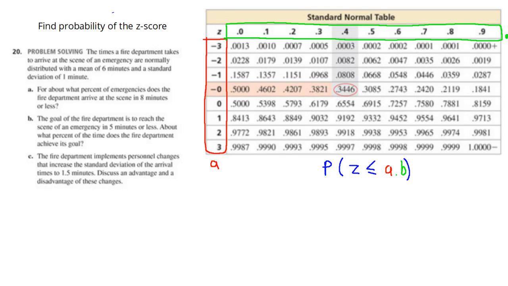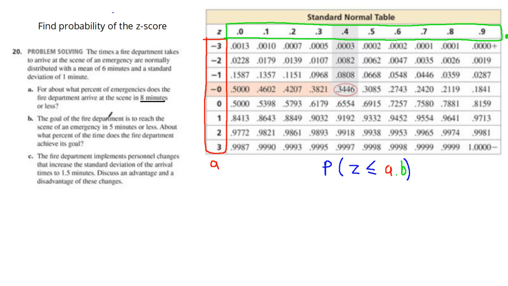So there's a way to find the probability at a specific z-score as well, not just at a specific range of z-score, or more than that z-score or lower than that z-score. In this question 20 right here, the time the fire department takes to arrive at the scene of an emergency is normally 6 minutes with a standard deviation of 1 minute, right? About what percent of emergencies does the fire department arrive at the scene in 8 minutes or less?